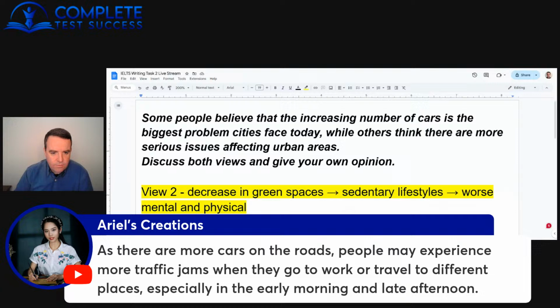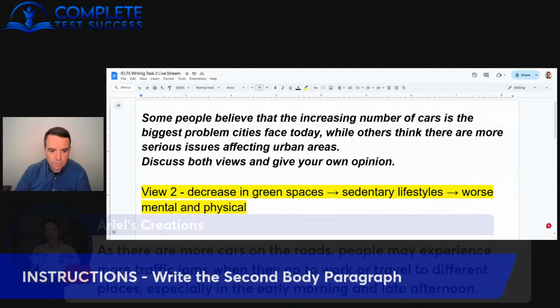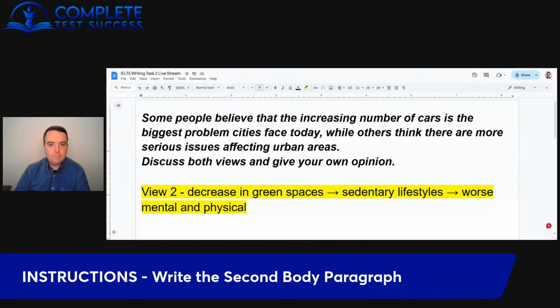Ariel, as there are more cars on the roads, people may experience more traffic jams when they go to work or travel to different places, especially in the early morning and late afternoon. Fantastic. Very well written. What you've said is suitable. All the vocab and grammar is good. Good range of structures, or a good complex structure used appropriately, and good, accurate vocab with appropriate vocab choices. So a very good piece of writing there, Ariel.